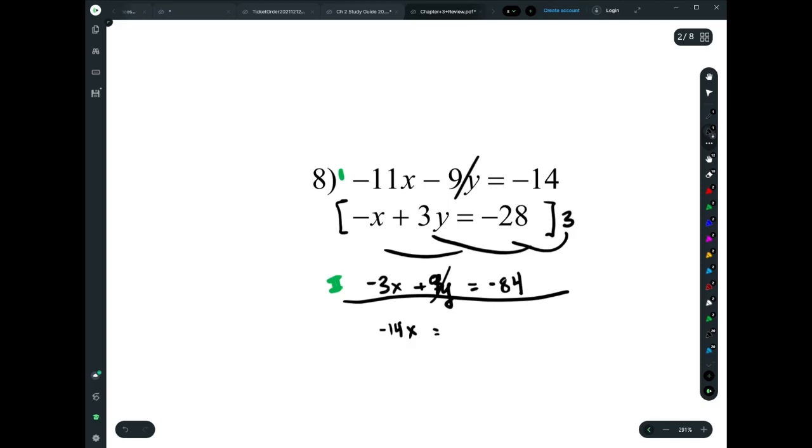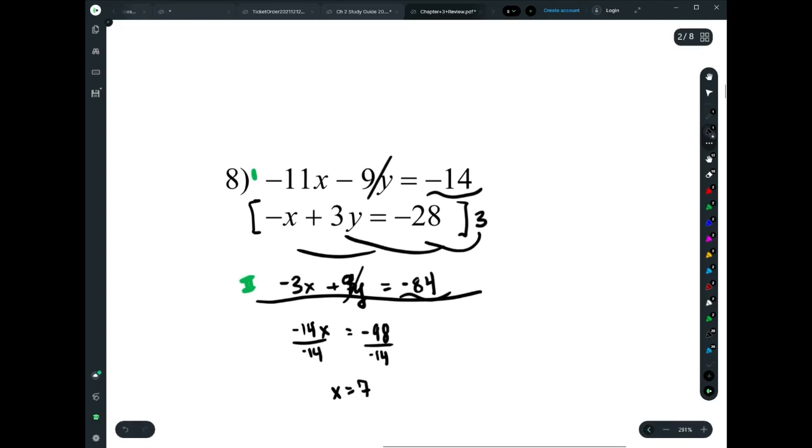And remember to add together the negative 14 and negative 84. Sometimes students forget to do that. And it's going to be negative 98. Negative 98 divided by negative 14 is going to be positive 7. So be careful with positives and negatives. Negative by a negative is positive.